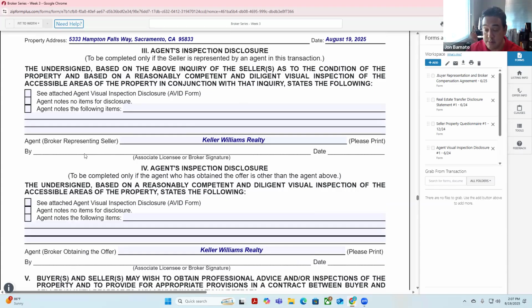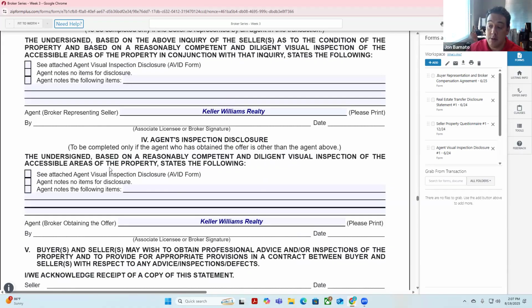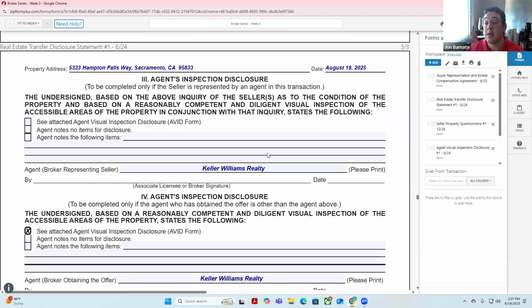And it actually asks you what you're going to do on your agent visual inspection disclosure. Most people check this box and see attached. Now I want to note this. I talked about this when I talked about the RPA two weeks ago. Even though you have contingencies, inspection, appraisal, and loan.